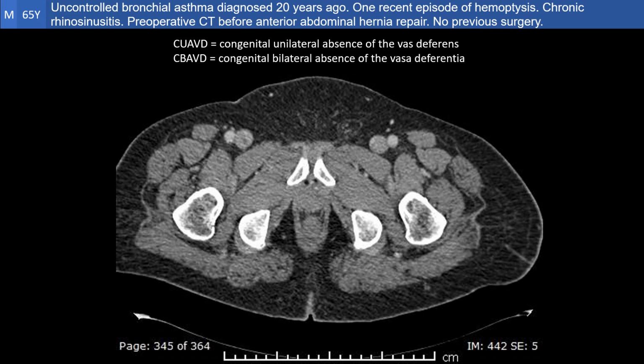I have used here the term atrophy of the vasa deferentia. This is not the term you will find in the literature. You will find there congenital unilateral absence of the vas deferens, CUAVD, when it is unilateral, and congenital bilateral absence of the vasa deferentia, CBAVD, when the condition is bilateral. In fact, these terms are misnomers because the condition is not congenital, but occurs at variable points of time during the patient's life due to the thick seminal fluid and its effects on the vasa deferentia.